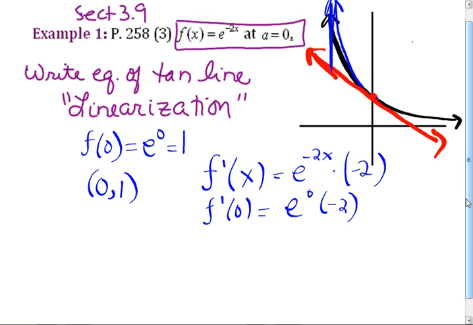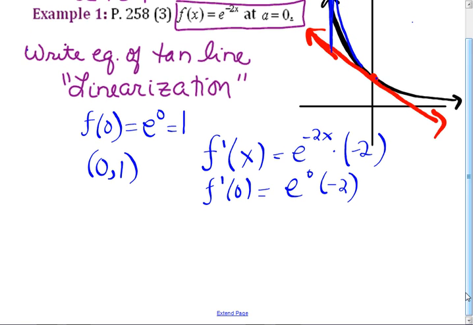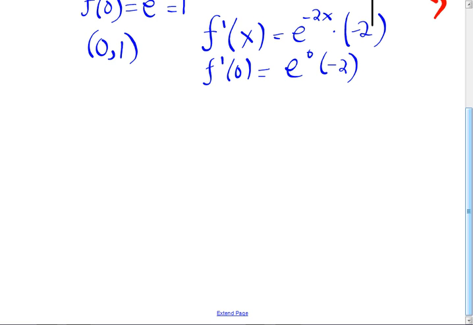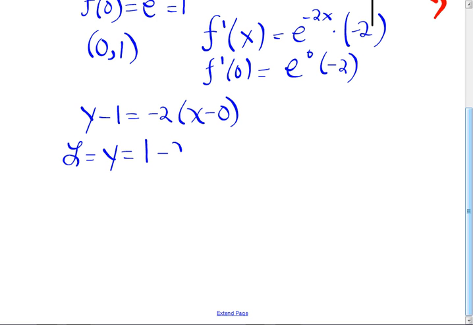And what does this negative 2 do to the steepness of my graph, by the way? It should be making it steeper, I think. We could graph it. And so what's the equation of the line? I just write the equation of the line. It's y minus 1 equals negative 2 times x minus 0. And then we solve for y. That's our linearization. So it's 1 minus 2x. That's all there is.